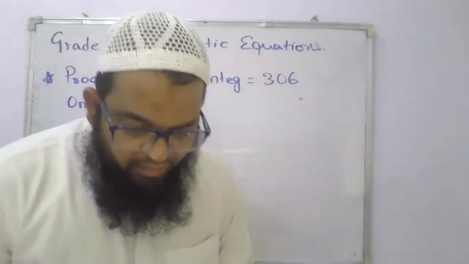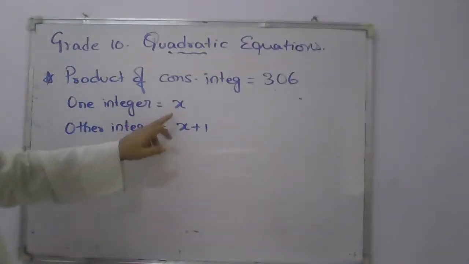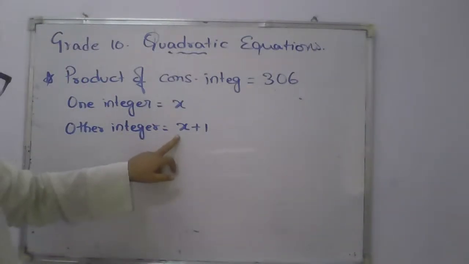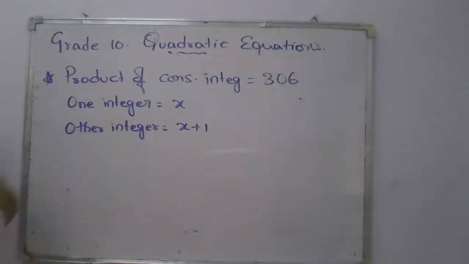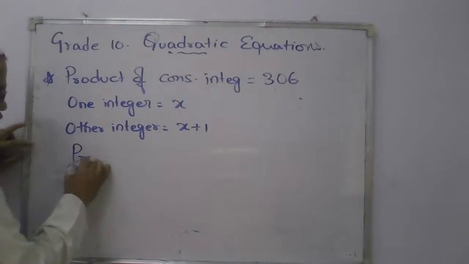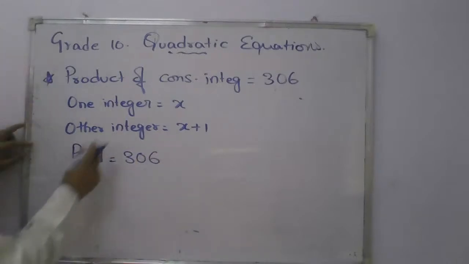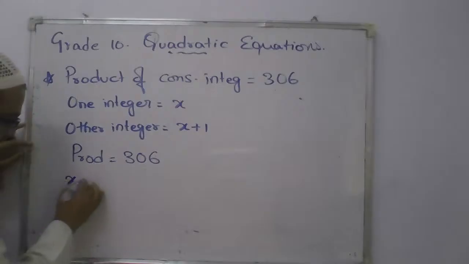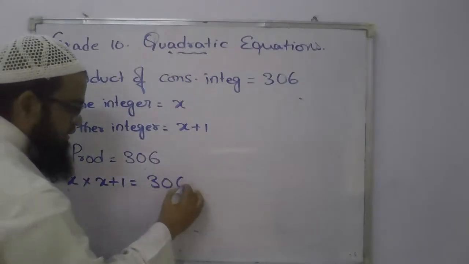So we need to find the integers. That means you have to find the integers. One integer is x and the second consecutive integer is x plus 1. Now what is given? Product is equal to 306. So what is product? You have to multiply. x multiplied by x plus 1 is equal to 306.